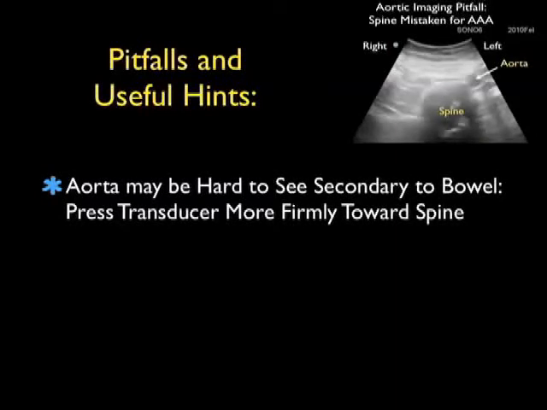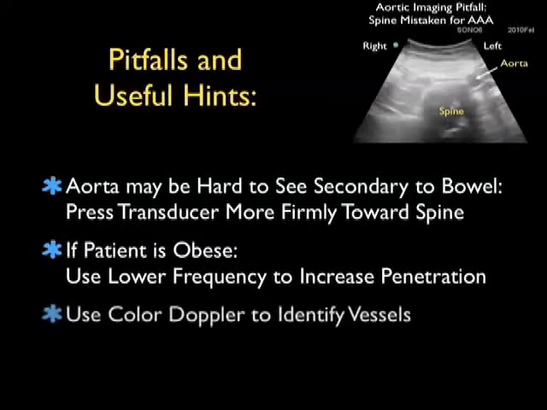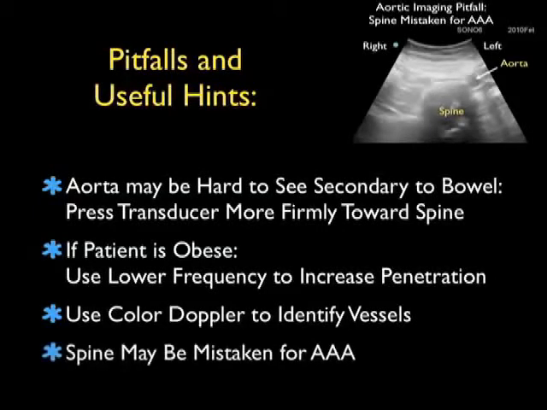At times, the aorta may be difficult to see, secondary to excess bowel gas. We may press the transducer more firmly towards the spine to displace the bowel gas and get a look at that aorta. If the patient has a high body mass index, we can use a lower frequency to increase penetration and to get a better look at the abdominal aorta. Using color Doppler can help us to identify vessels, and be careful because there are times where the spine may look like a AAA. But again, close attention to the spine and the location of vascular structures anteriorly will clear that up.